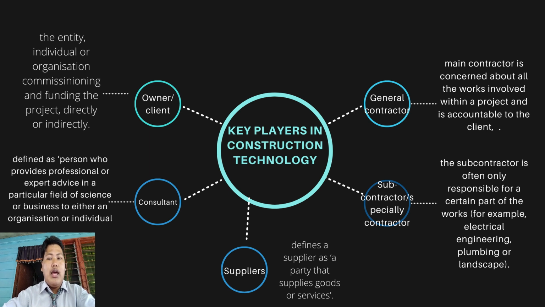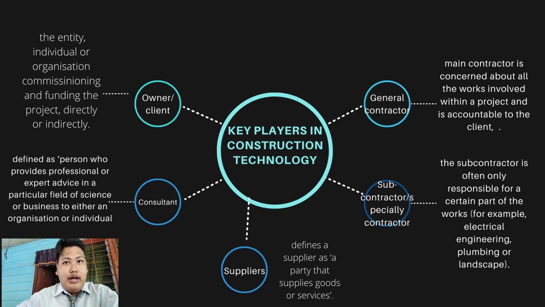Generally, the client will retain a significant level of control over the assessment and appointment of designers and contractors for a project. There are 2 contractors. The first one is the general contractor. The main contractor is concerned about all the works involved within a project and is accountable to the client. The second one is a subcontractor or specialty contractor. The subcontractor is often only responsible for a certain part of the works, for example, electrical, engineering, plumbing, or landscape.